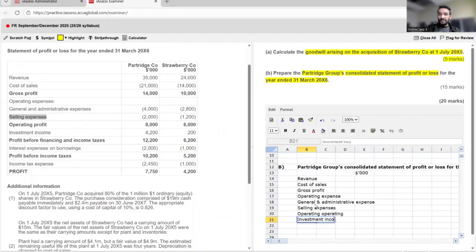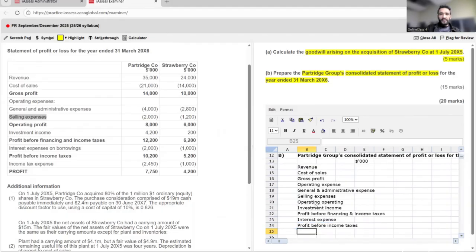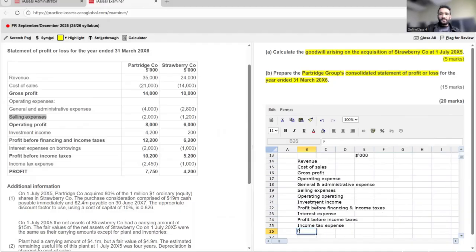Operating profit, then we will be having our investment income, right? If you are good at typing, then type. If you are good at Control C and Control V, you can do that as well. Sometimes in the paper, Control C, Control V doesn't always work. Profit before financing and income tax, right? And interest expense, profit before income taxes, and the income tax expense, less the profit for the year.